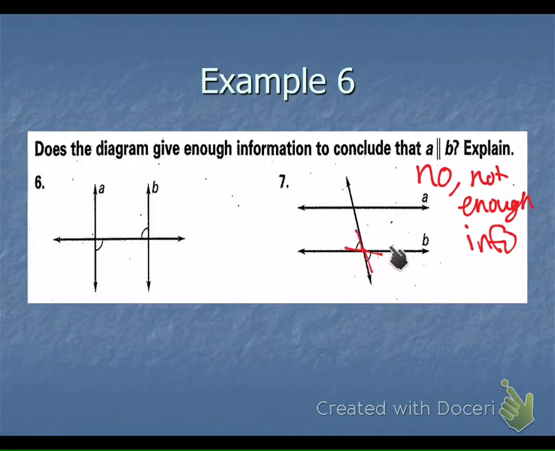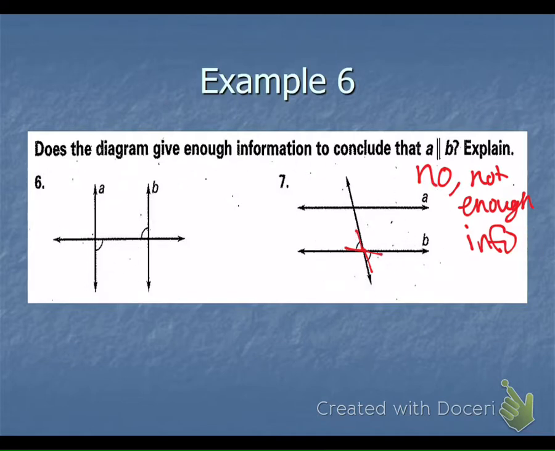It's a chapter 2 term. It starts with a V. They look like two Vs. Yes, these are vertical angles. Vertical angles are always congruent. It doesn't mean the lines are parallel. So this is not enough information.